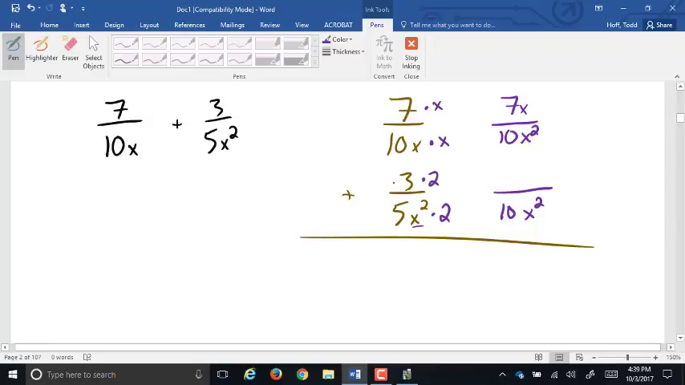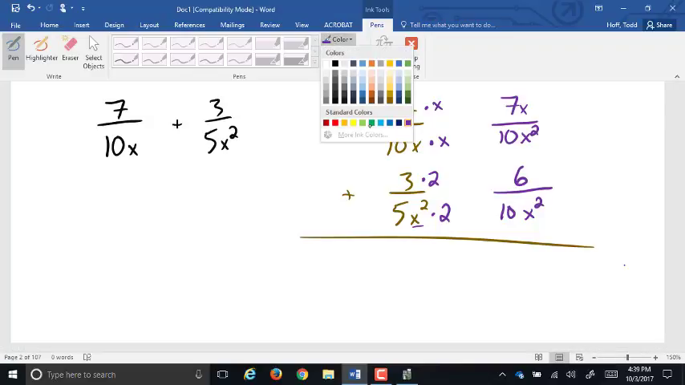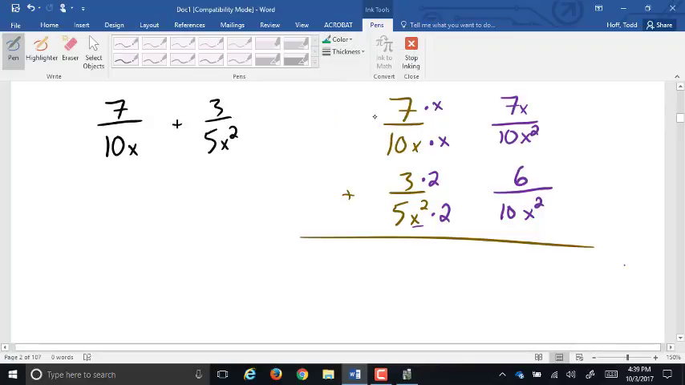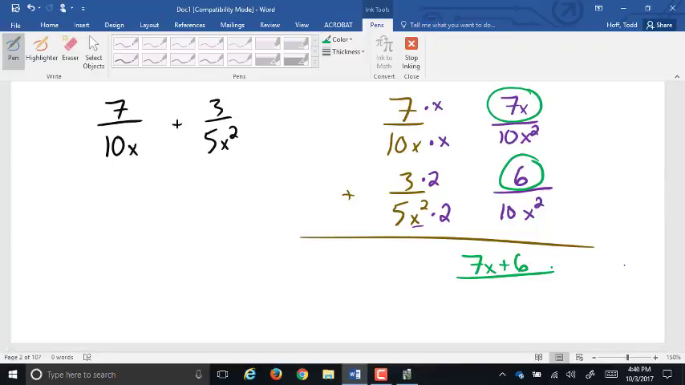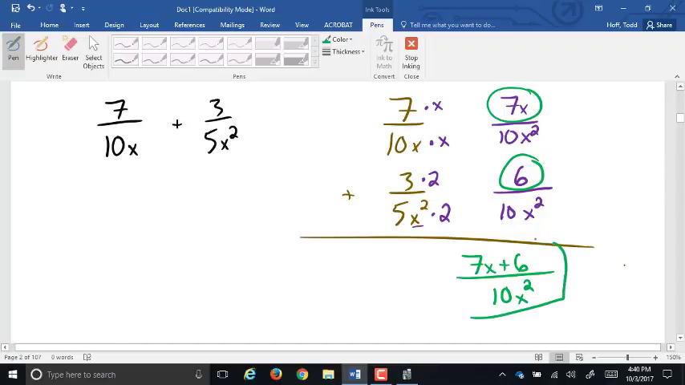So we have to multiply our numerator there, the 3, by 2 to get 6. Now here's the tricky part. We add 7x over 10x squared plus 6 over 10x squared. We combine the counts. We add the numerators. 7x plus 6 is just 7x plus 6. They have different names. We cannot combine. We can't add 7x to 6. But we do have now a common denominator of 10x squared.